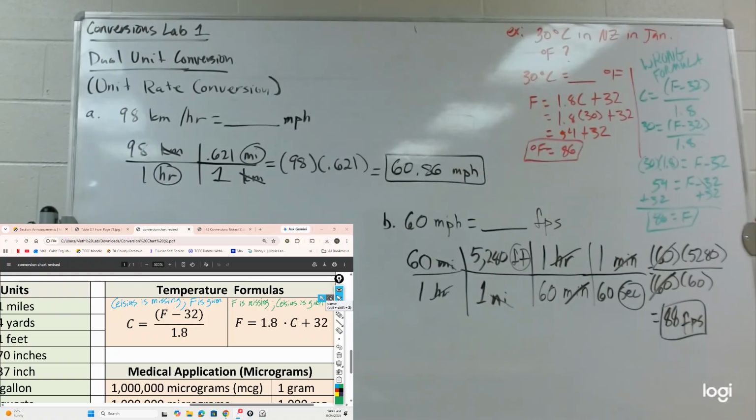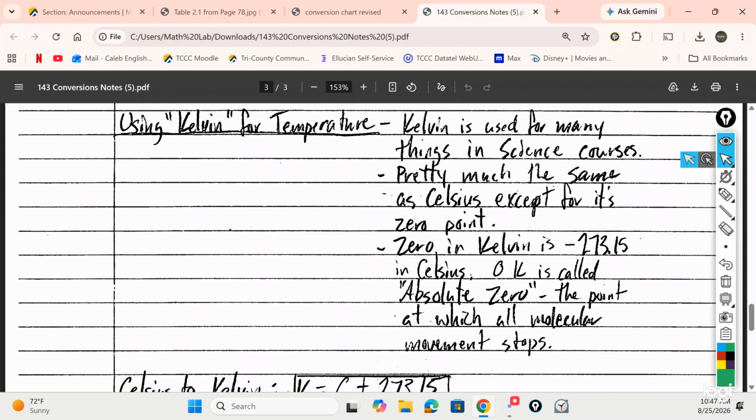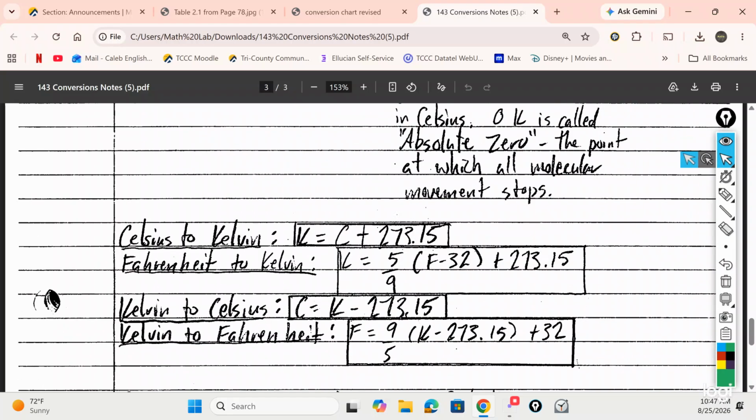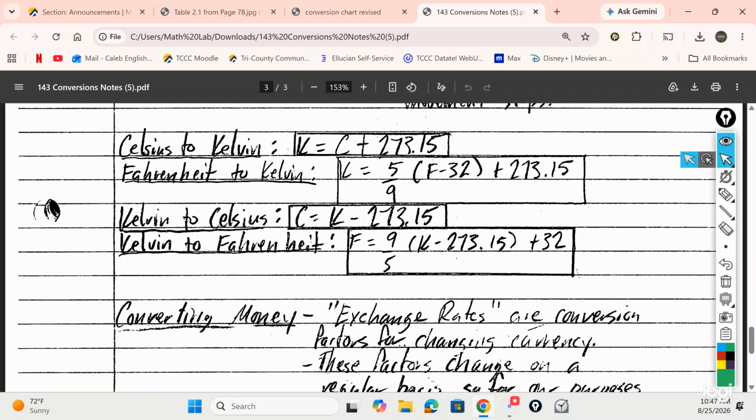All right. Now, Kelvin is a different thing altogether. Kelvin is a temperature that's used in science, mostly, I think like physics and chemistry and things of that nature. I've got some information about it there if you ever want it. So here are the Celsius to Kelvin and Fahrenheit to Kelvin and back and forth formulas. Make sure that you know where to find those. I would advise putting those in your notes. That way you can flip to your notes instead of having to comb through mine.